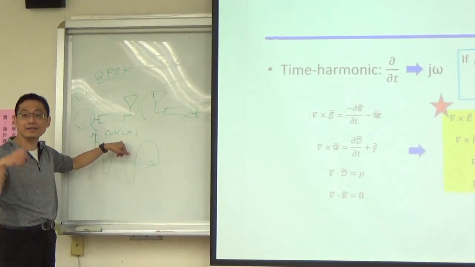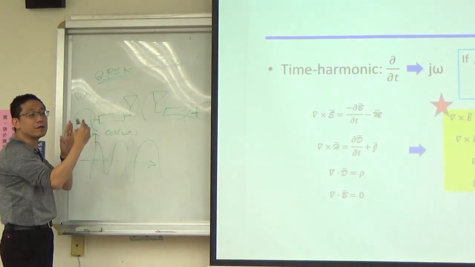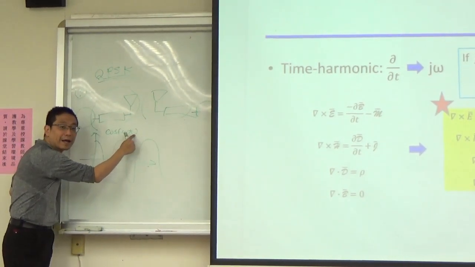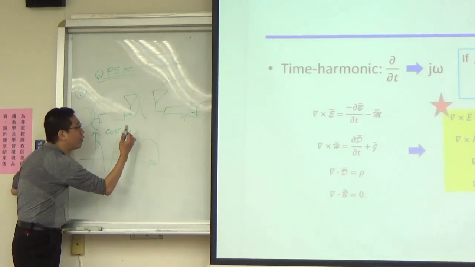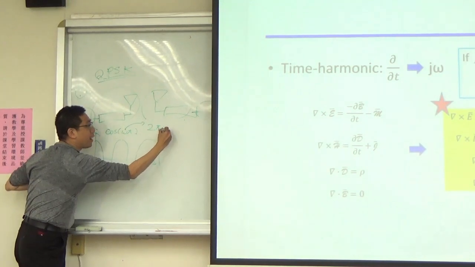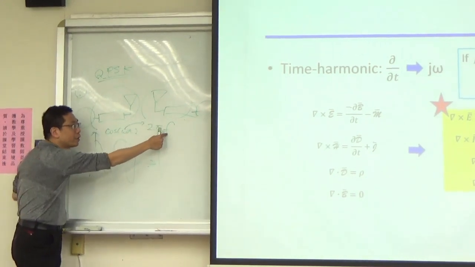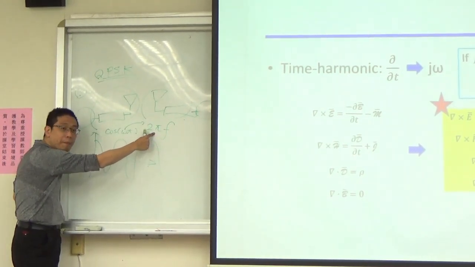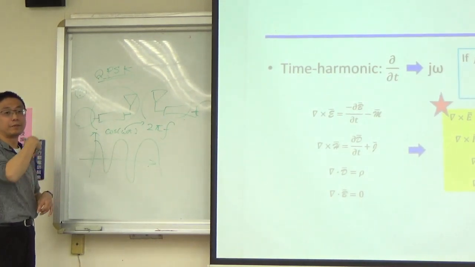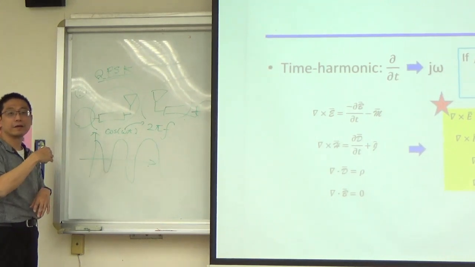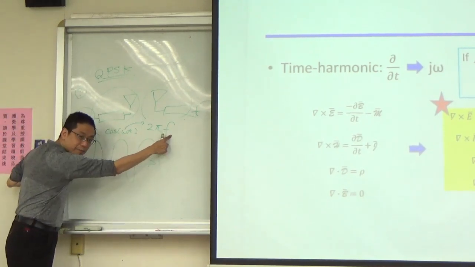Okay, in that class, we always use the signal cosine omega t. It's changing according to time. Omega means 2 pi f, right? Because it's an angular frequency. You multiply your frequency by 2 pi. Your signal repeats in 1 second, that happens f times.